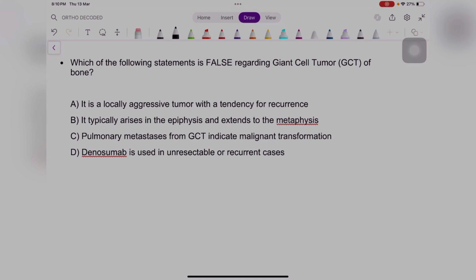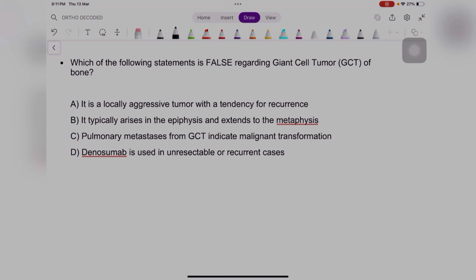The next question. So the question is getting tough as it goes by. So the next question what we are going to discuss is, which of the following statements is false regarding the giant cell tumor of the bone? So let us read out the options one by one. So it is a locally aggressive tumor with a tendency for recurrence. It typically arises in the epiphysis and extends to the metaphysis. So pulmonary metastasis from GCT indicate malignant transformation. Denosumab is used in unresectable or recurrent cases.